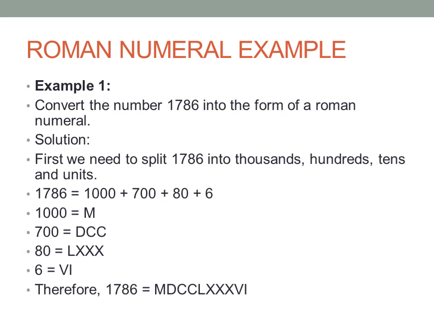So like this, you can read it from the textbook. Here I am taking one example, and I am going to use all the digits. D stands for 500, C stands for 100, L for 50. So what is the example here? What we need to do, first we have to expand it. 1786 is 1000, then 700, then 80, and then plus 6.